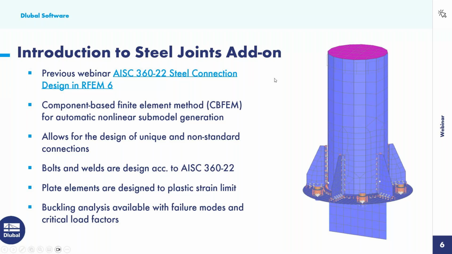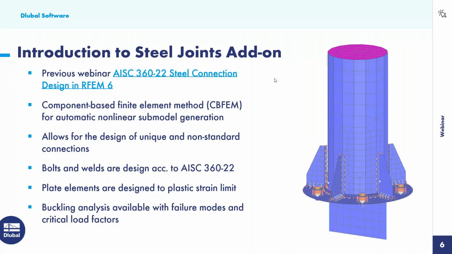So in summary though, the steel joints add-on utilizes what we call the component-based finite element method. And this creates this automatic nonlinear submodel generation for every connection that we're defining within the program. So why this is a benefit is because it allows for the design of unique and non-standard connections. We're not just limited to standard connections that other analytical connection design programs will only allow for, but really you can dream of any connection.